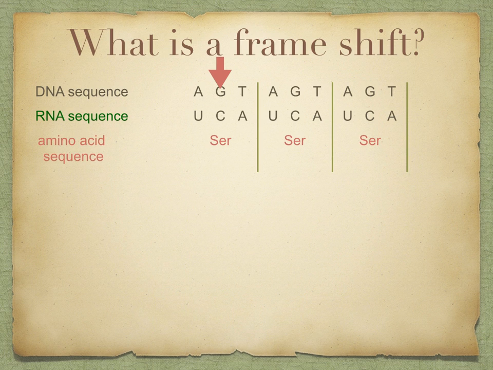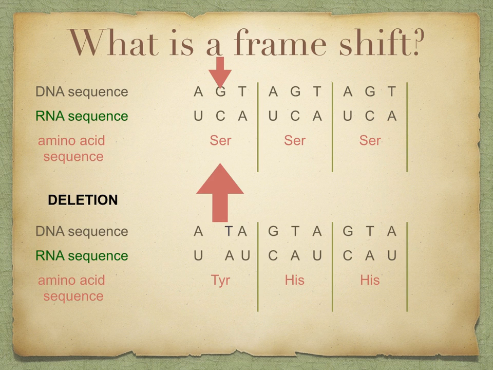If we delete guanine, what do you think is going to happen? There's going to be a frame shift so that you get different amino acids being coded for. So notice the difference in just one deletion, how it changes the whole sequence of amino acids because of the sequence of nucleotides.